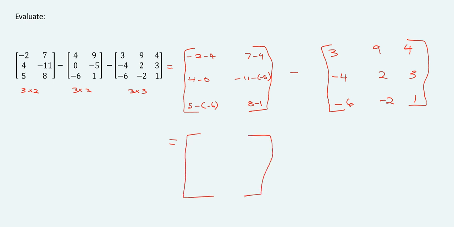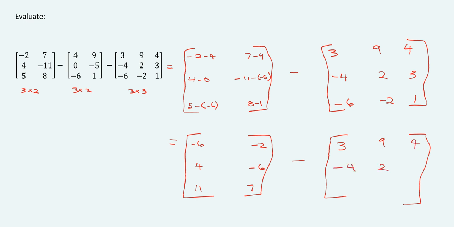So now we simplify. Minus 2 minus 4, that's going to give us minus 6, 7 minus 9 is minus 2, 4 minus 0 is 4, minus 11 minus minus 5, that's going to give us minus 6, 5 minus minus 6 is going to give us 11, 8 minus 1, 7, and then we repeat this last matrix here. 3, 9, 4, minus 4, 2, 3, minus 6, minus 2, 1.